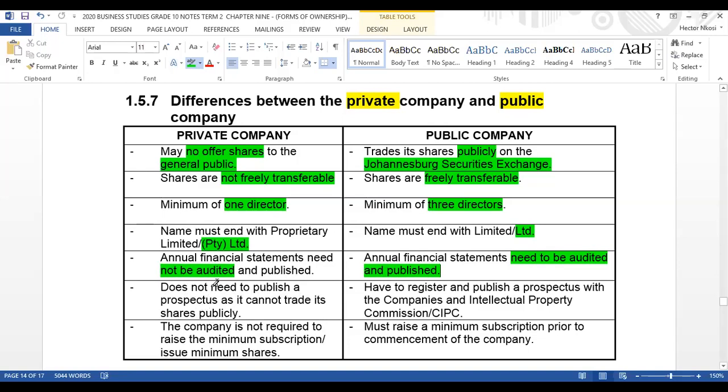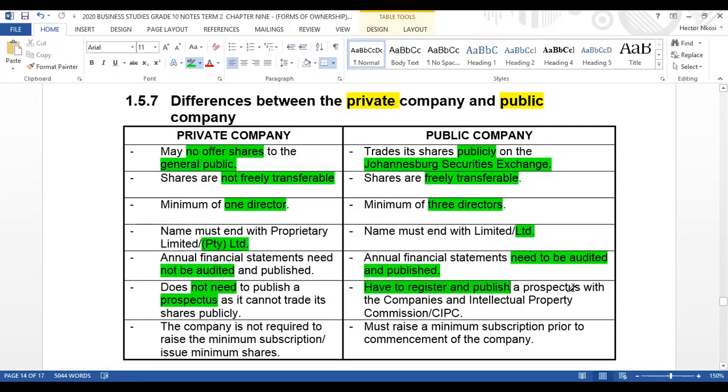So there is no need of a prospectus, right? Whereas here you have to register and publish a prospectus with the Companies and Intellectual Property Commission, your CIPC, basically. You have to do that, right? It's a must here, and you must publish, right? So you have to register and publish, right?